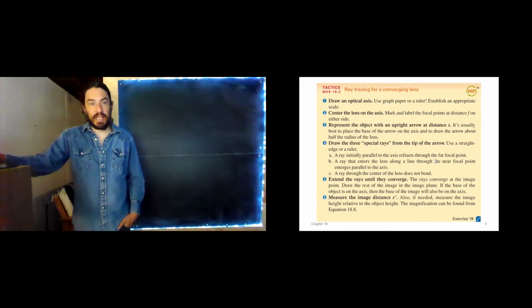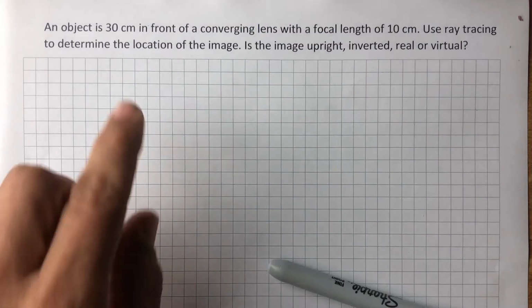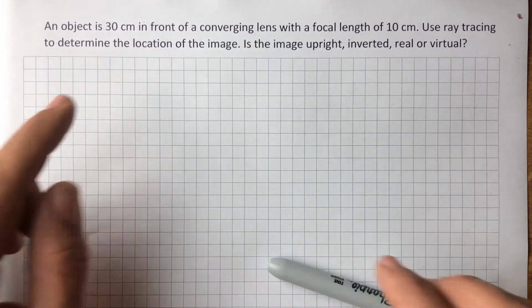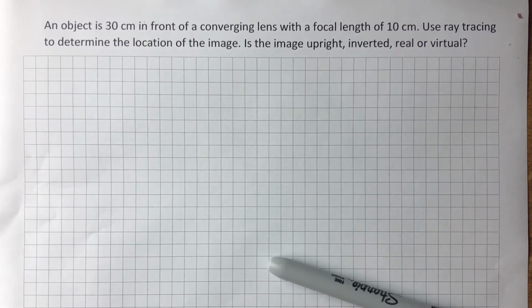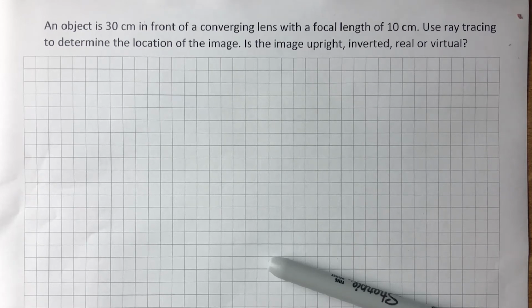Okay, that's the basic idea here. Let's do a couple examples. Okay, so here we have an object 30 centimeters in front of a converging lens with a focal length of 10 centimeters. Use ray tracing to determine the location of the image, and then is it upright, inverted, real, or virtual?